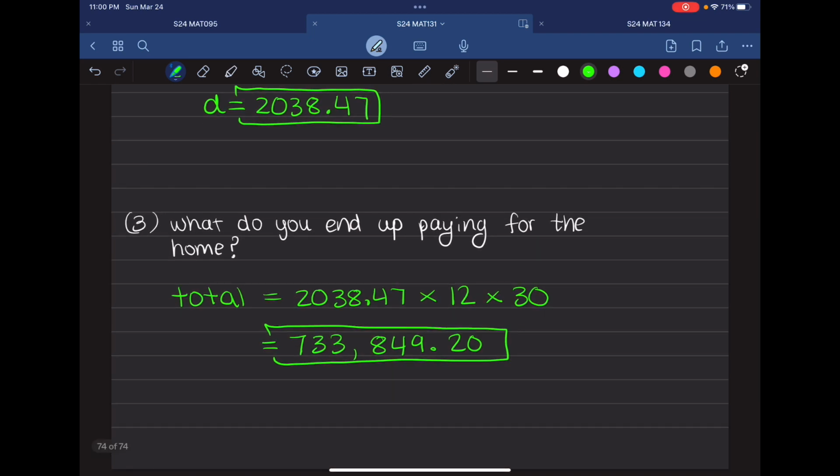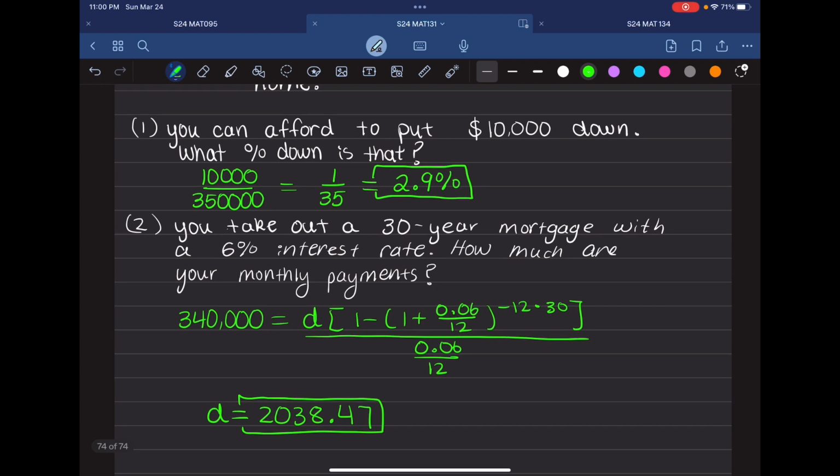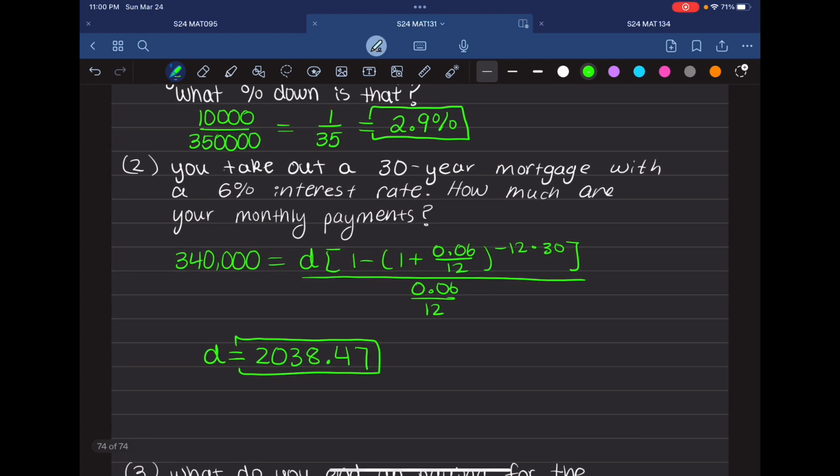And if you wanted to calculate the amount of interest that you ended up paying on that home, you would take this number and subtract off the original cost of the home, or the amount that you took out on the loan, which would be the $340,000.